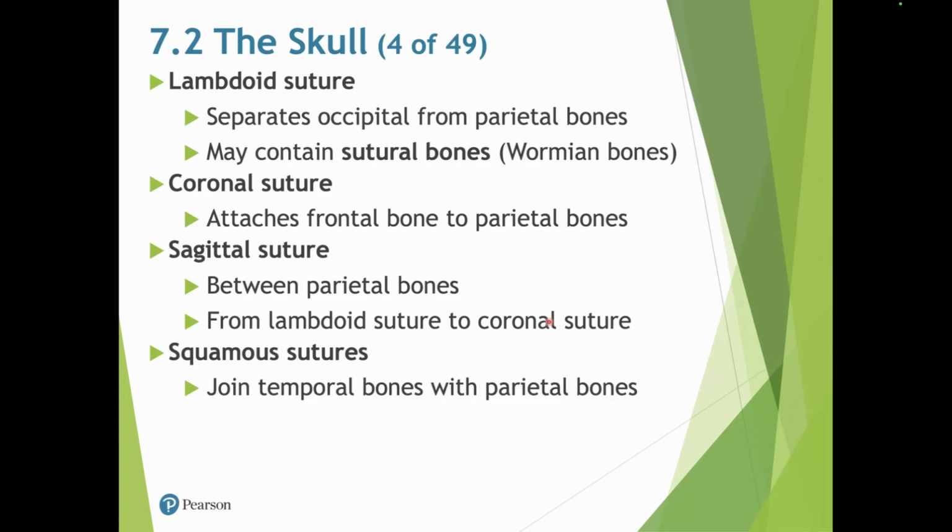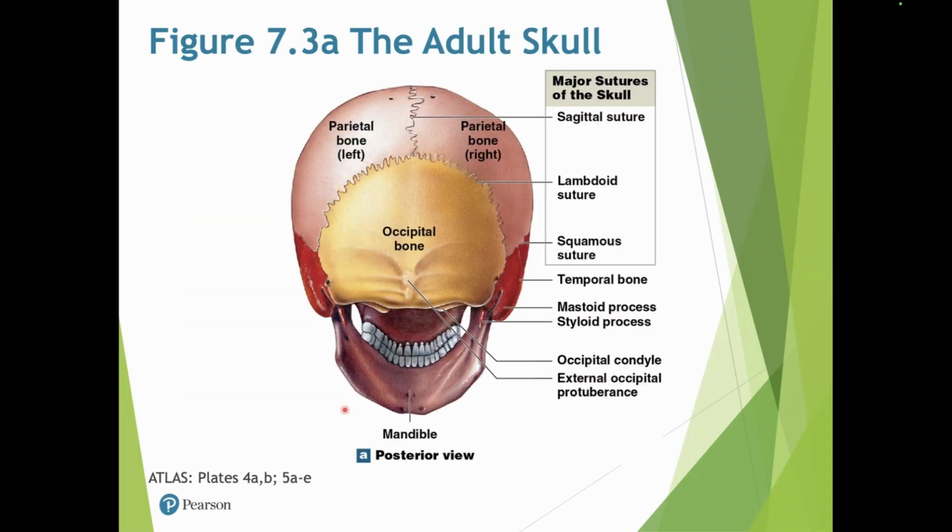Think about coronal or crown. And then you have your squamous suture. That's going to join the temporal bones with the parietal bones. Let me show you what those look like.